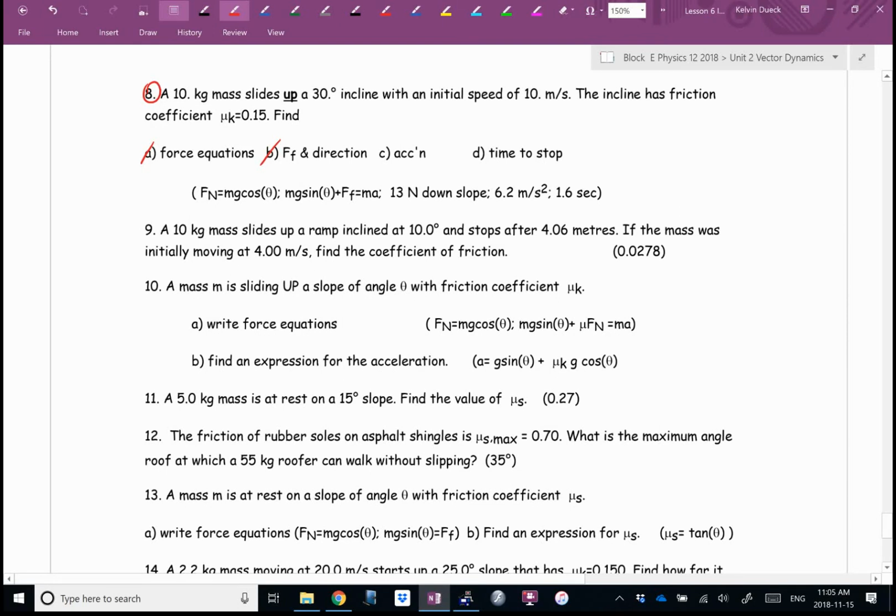What's number 9 asking me to find? Hey, what's mu? I haven't done one like that with you. It's going to be just what you and I did, Martin, but instead of getting a T, you're going to get the mu by itself. Now, the tricky part with number 9 is I think you're going to have to figure out A and use that to figure out mu. And you'll figure out A, I think, by using stops and 4.06, and you can find A.